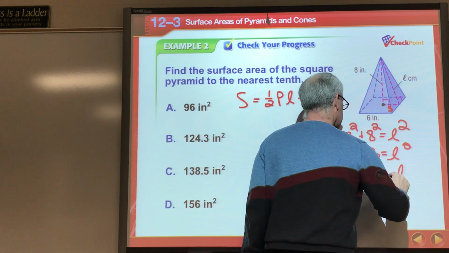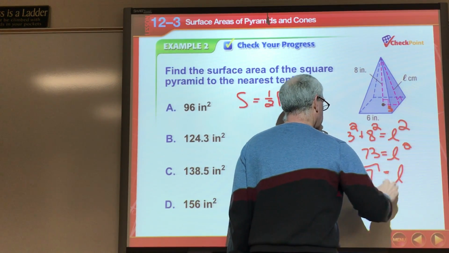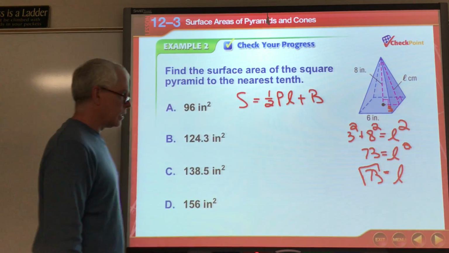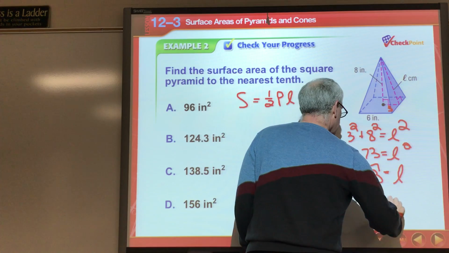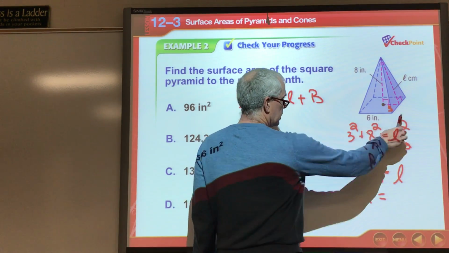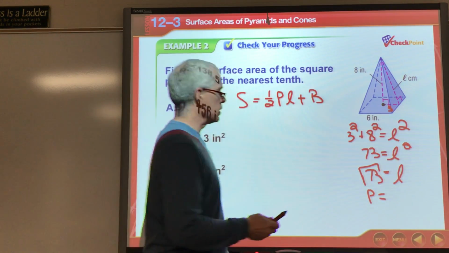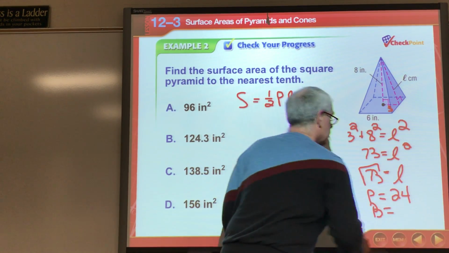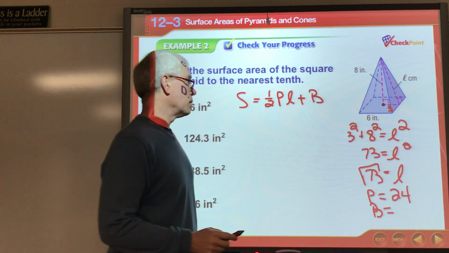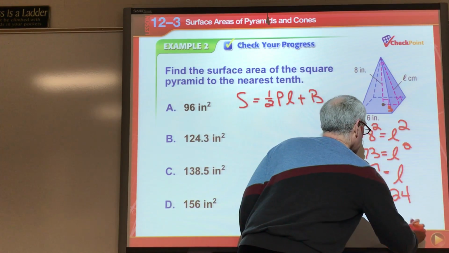Take the square root. And for now, we'll just say that the slant height is the square root of 73. Okay? The perimeter of the base, well, that's not so bad. Each side is 6, and there are 4 sides. 6 times 4 is 24. Okay? And the area of the base, or capital B, is 6 times 6, because you've got a square, so that's going to be 36.